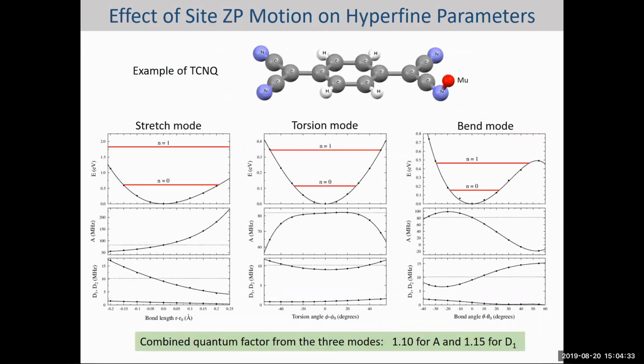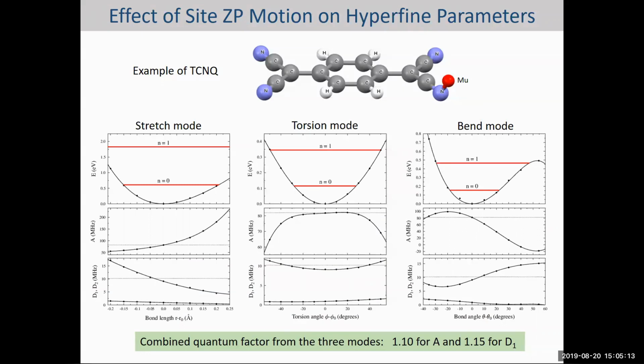In fact, it will modify the hyperfine parameters in a non-linear way. In particular, the stretch mode is the highest energy mode, with the largest zero-point energy, and it's asymmetric. So if you look at the hyperfine coupling as you go across the minimum, you see a rather non-linear effect. There'll be a bias on the high side of the bond, which will give you a strong enhancement of the hyperfine coupling. The effects on the D parameters are not so big, so it's something one needs to correct for.